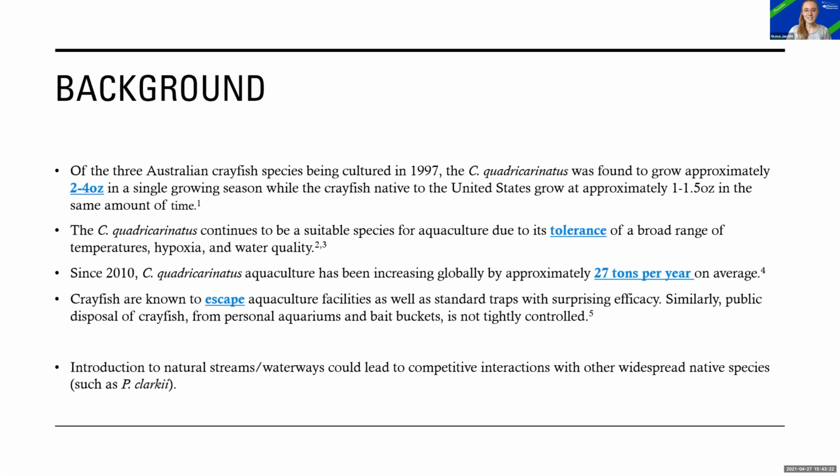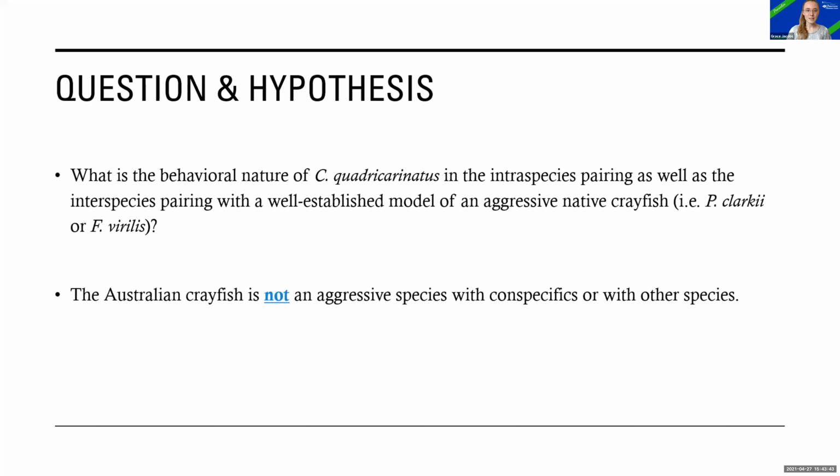While it might be good for the industry, it could have unintended ecological impacts because crayfish are pretty tricky and they can easily escape from the aquaculture facilities, as well as personal crayfish usage not being tightly controlled. Either of those types of introductions could lead to competitive interactions with other widespread native species. So we decided to investigate the behavioral nature in intra-species pairings, as well as inter-species pairings with a well-established aggressive native crayfish. I hypothesized that the Australian would not be an aggressive species with itself or with others.